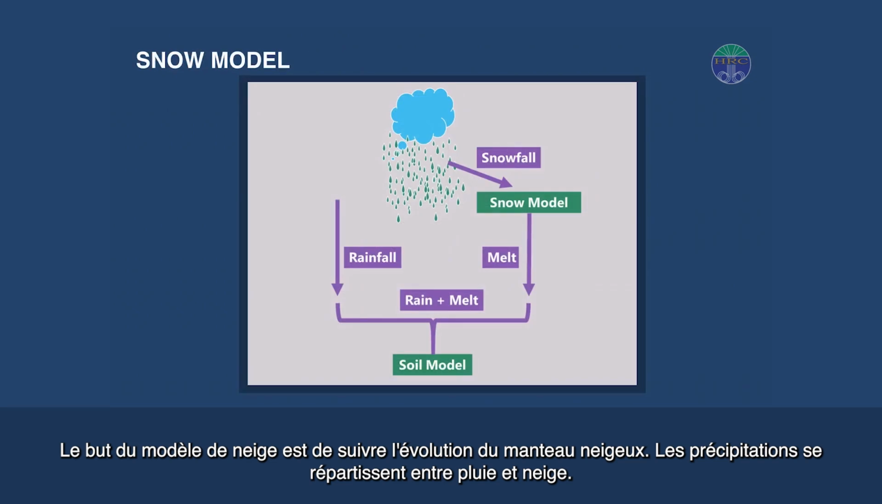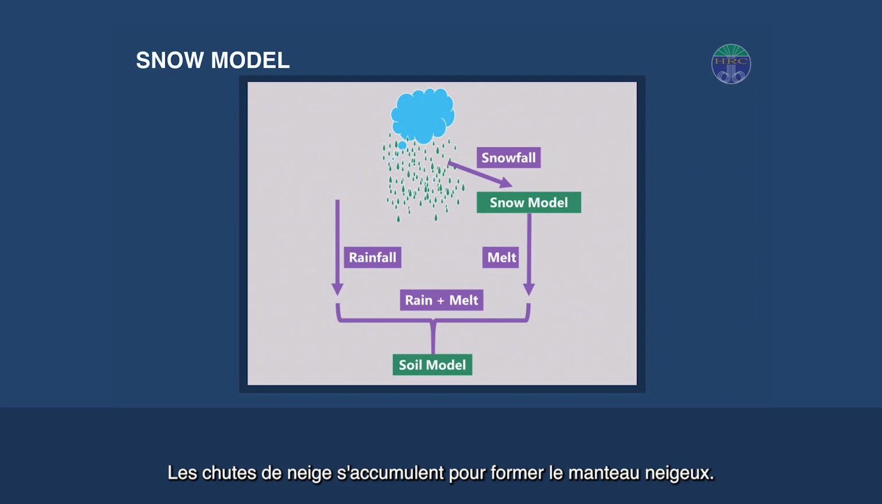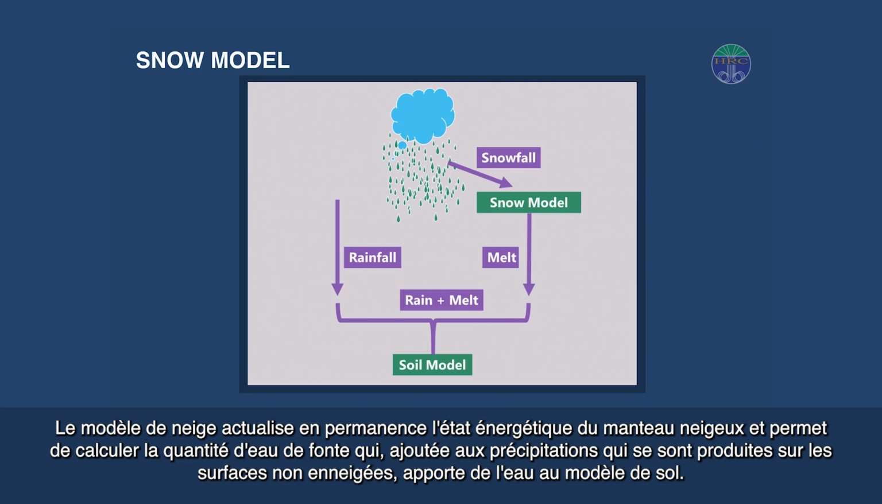The purpose of the snow model is to keep track of the evolution of the snowpack. The precipitation is divided into rainfall and snowfall. The snowfall is being accumulated in the snowpack. The snow model keeps updating the energy state of the pack and generates melt that, together with the rainfall that occurred on surfaces that are free from snow, contribute water to the soil model.